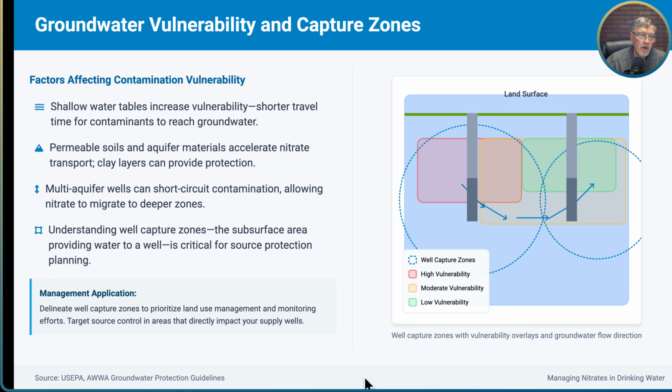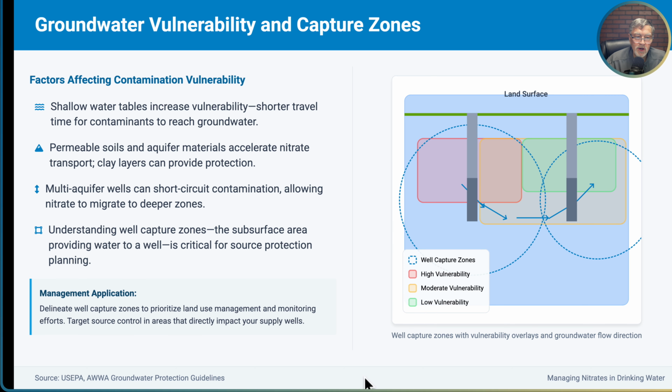However, multiple aquifer wells can short circuit contamination, allowing nitrate to migrate to deeper zones. It's really important, if you screen across multiple aquifers, that you understand what you're doing, you do the proper testing, and you understand the dynamics of the flow situation, any contaminants, and how you can cross contaminate aquifers this way, because it can happen, and you don't want to be the culprit there that's going to get sued for contaminating formerly clean aquifers.